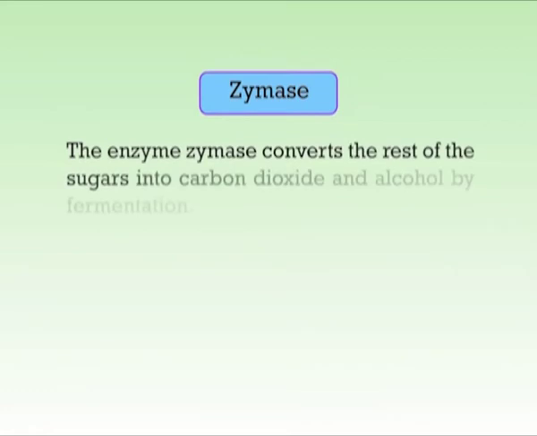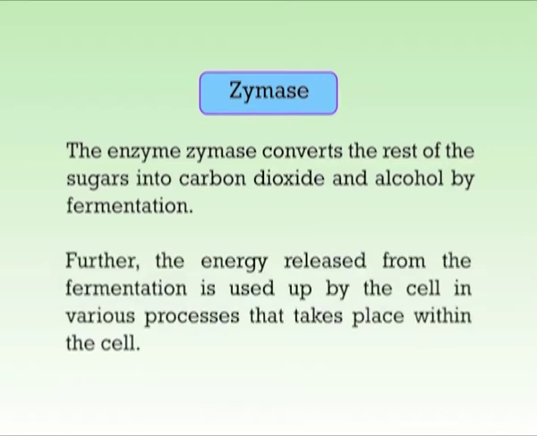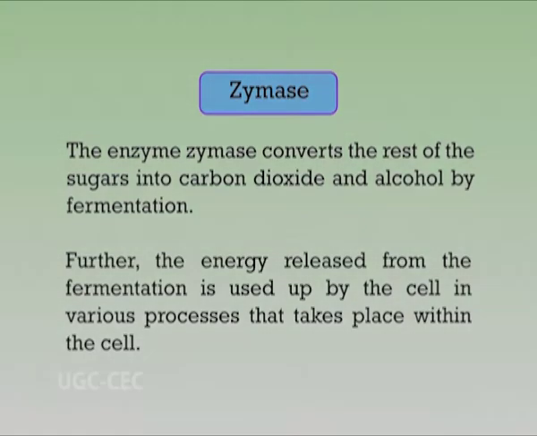And next is zymase. The enzyme zymase converts the rest of the sugar into carbon dioxide and alcohol by a process which is known as fermentation. Further, the energy released from this fermentation is used up by the cell in various processes that take place within the cell.